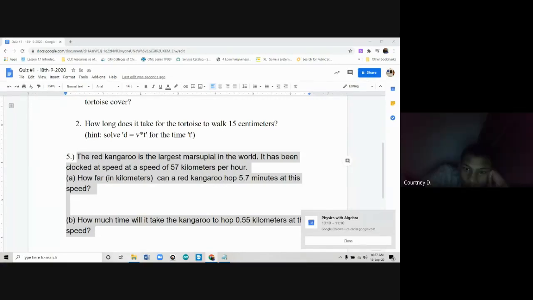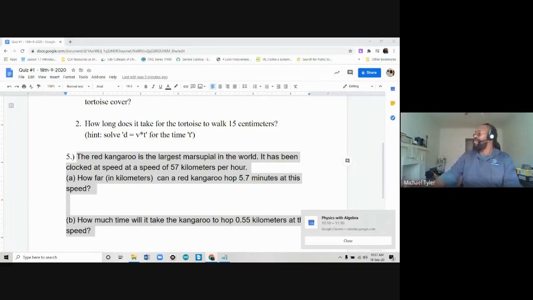Part A: how far in kilometers can a red kangaroo hop in 5.7 minutes at this speed? Part B: how much time would it take the kangaroo to hop 0.55 kilometers at this speed?